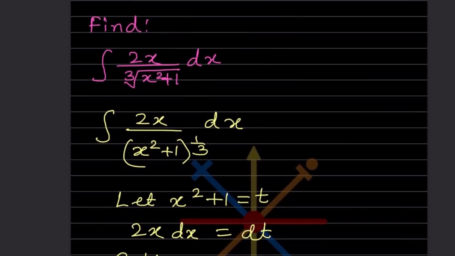Now let us see, they said find the integration of 2x divided by the cube root of x square plus 1 dx. The numerator 2x will be the same, but if we remove this cube root sign, x square plus 1 becomes to the power 1/3.